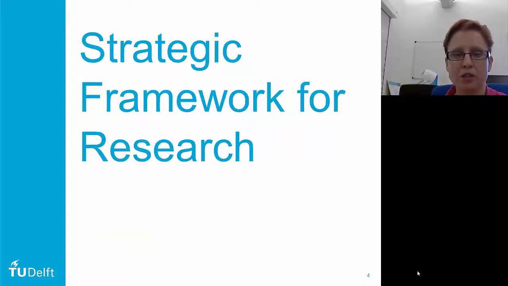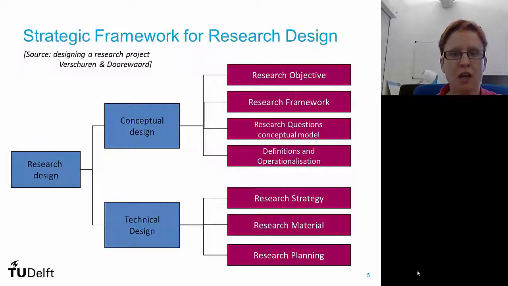So, how do you design your research? Well, let's look at a very high order level, at the strategic framework for research. The strategic framework comes from the book that we use with this course, from Verschuren and Doorewaard. They argue that research design basically consists of two different phases: a conceptual design and a technical design.